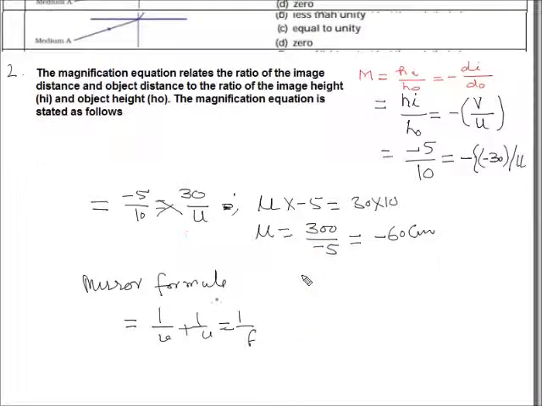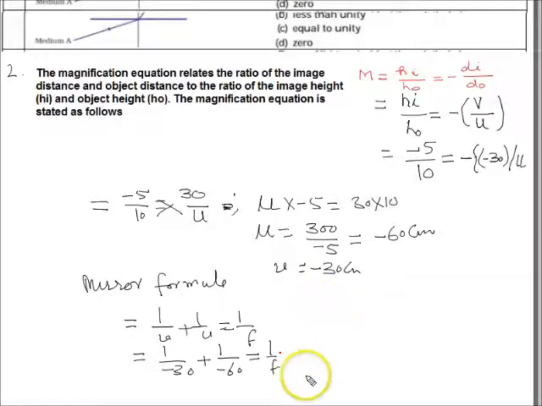So now we get the value of u. We have to use the mirror formula now. So the value of u we have calculated is minus 60. v is given to us, v was given minus 30 as we find in the statement. So 30 centimeter. So now use the mirror formula. So this becomes 1 by minus 30 plus 1 by minus 60 comes out to be 1 by f, right?